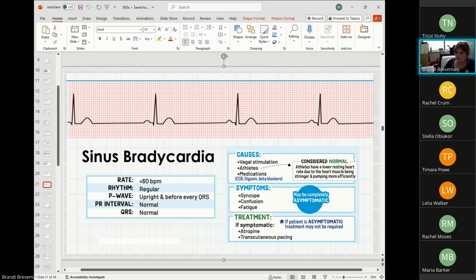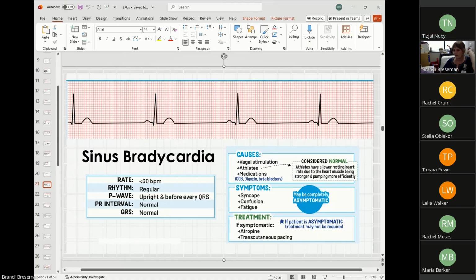It's not going to be something I need to run and find my provider right away, versus my patient who has a heart rate of 54, who's confused, can't tell me where they are, who has a blood pressure of 80/40, who has decreased cap refill. That's a patient I need to get a hold of my provider right now. But both of them have a heart rate of 54. You see what I'm saying? It's not just the number. We have to assess our patients.